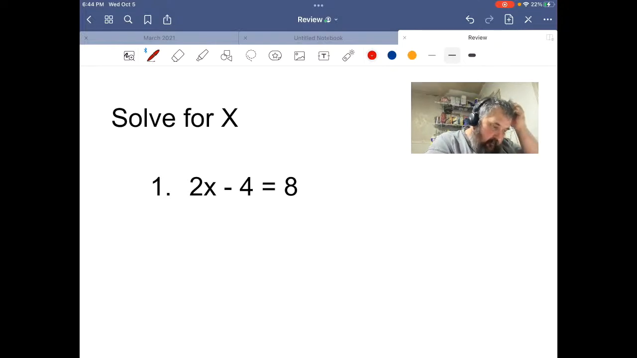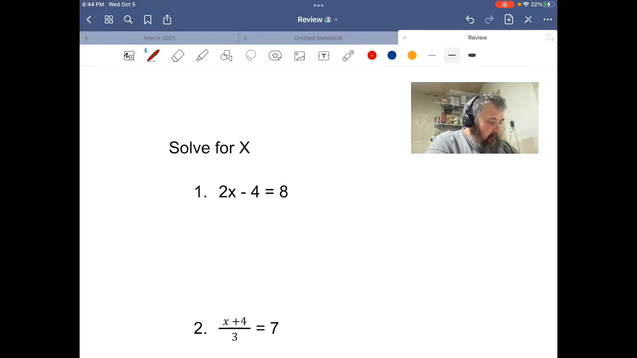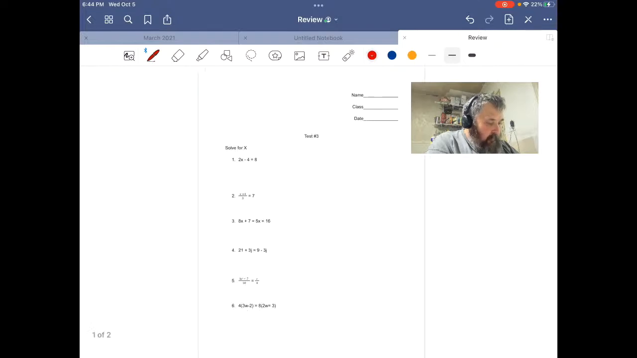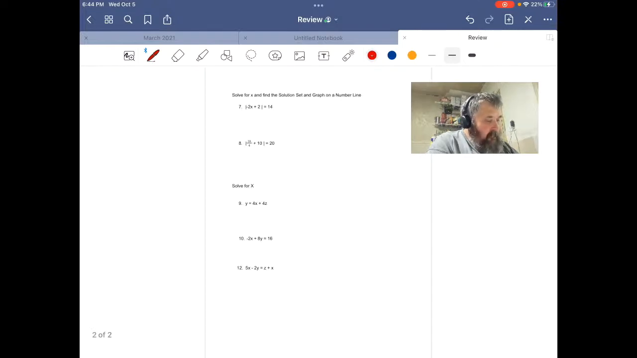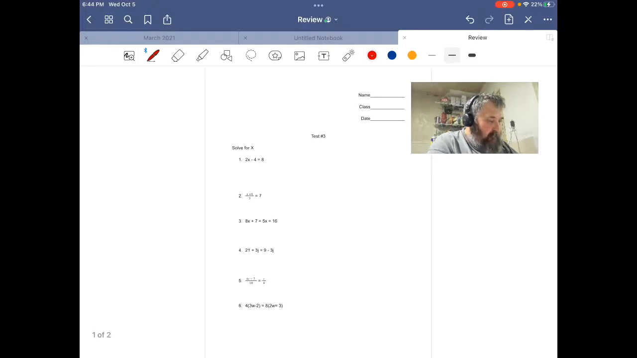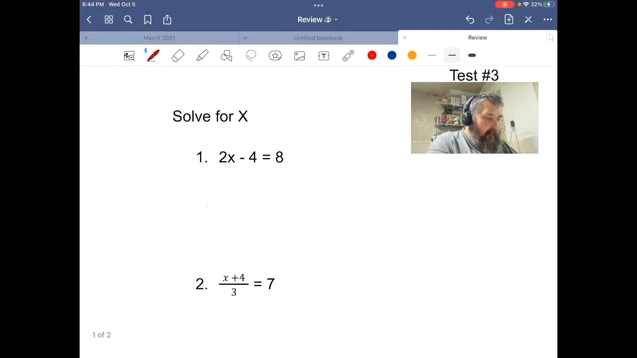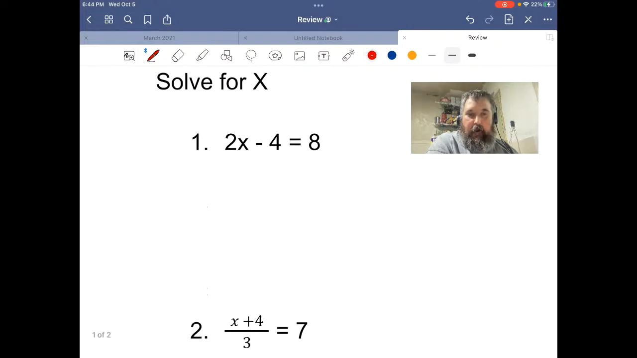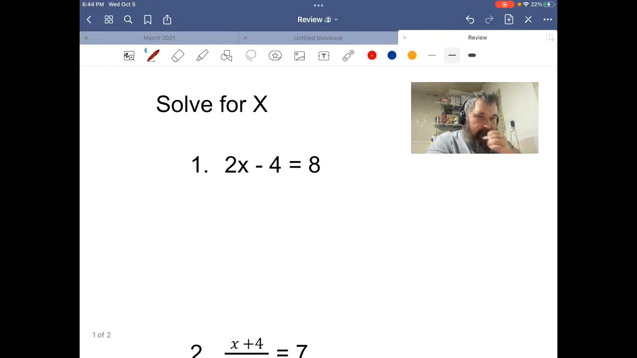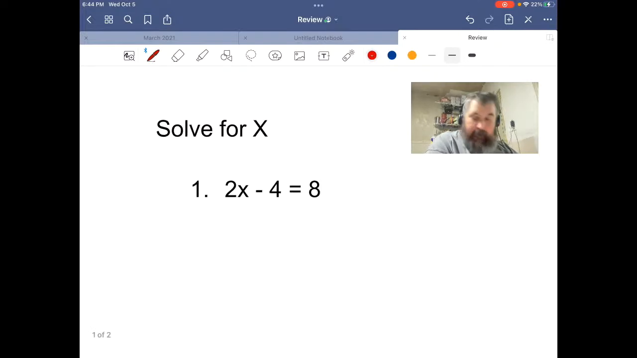So the first thing I'm going to do, we're going to go through most of these problems today on your study guide. And I'm just going to go one by one. And the study guide's available for download on Classroom. Let's try to solve this first one. And your test is going to be exactly like this. So number one, I have 2x plus 4 equals 8.